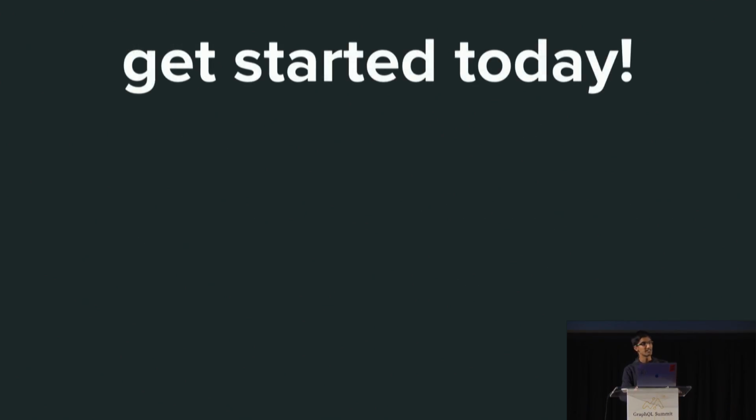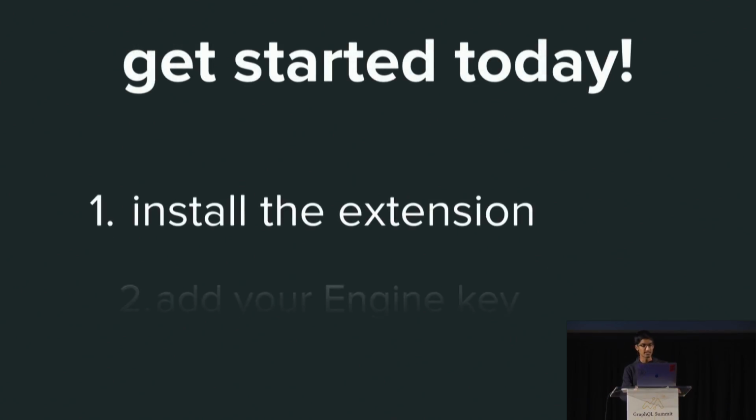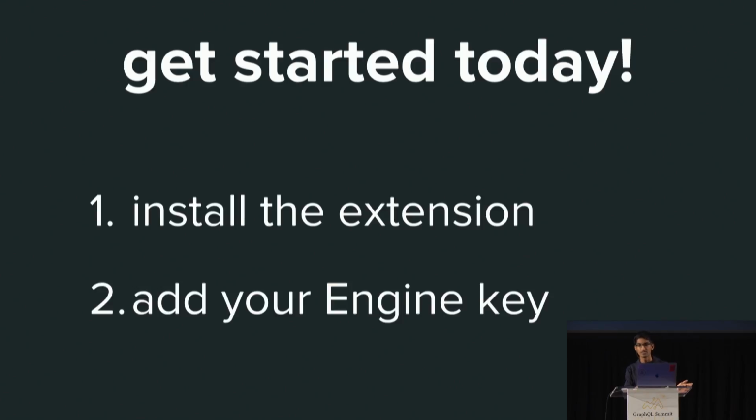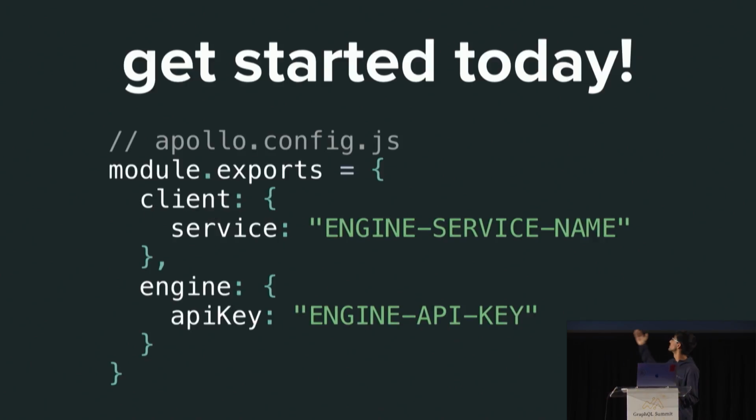So getting started today is really easy. You install the extension, and you add your engine key. What does adding your engine key look like? It's as simple as this. You specify what your service name is, you specify what your API key is, and the moment you hit save, if you have the extension installed, you'll get code completion automatically in your IDE. And also here, I use GraphQL files. It also works with TypeScript, JavaScript files if you have your GraphQL tag installed.